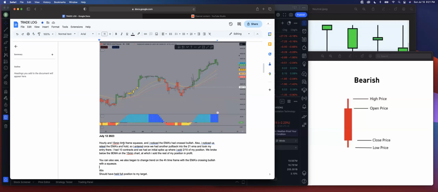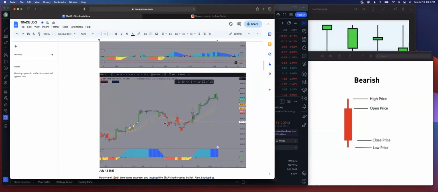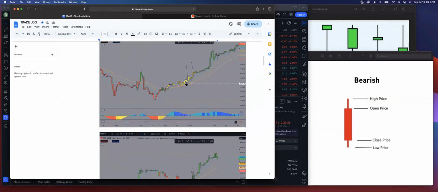So we had an hourly and 15-minute squeeze. I noticed the EMAs crossing bullish. This is the 4-hour time frame. We crossed bullish, and yeah. So what I was looking for was, I break it down, I noticed a retest of the EMAs and holding. Once we got another pullback to the 20/21 EMA, I took my entry, had 10 contracts. Initial spike up, I sold 2 out of 10, and then once we broke below the 9 EMA on the 15-minute chart, so I took entries right around.